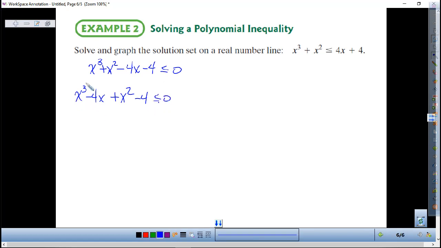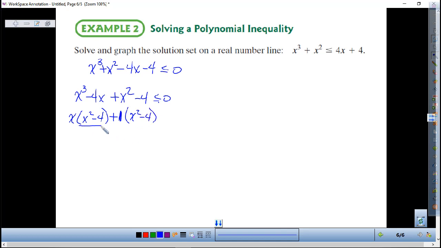So now over here on this one, I have a common factor of x. I'm going to take it out. That leaves me with x squared minus 4. And over here, I'm going to take out a factor of 1. You've got to take something out. So I'm going to take out a factor of 1, and I'm going to get x squared minus 4.